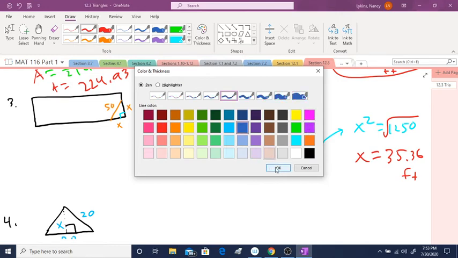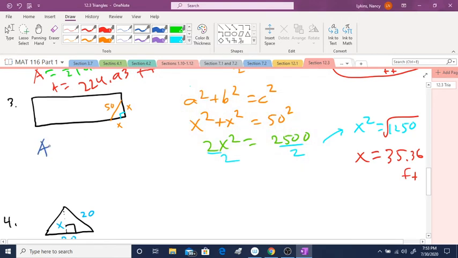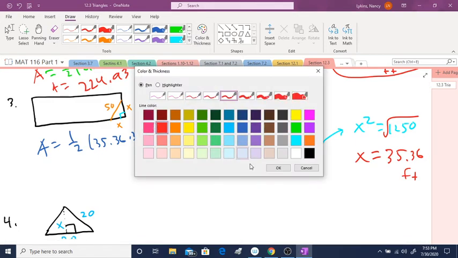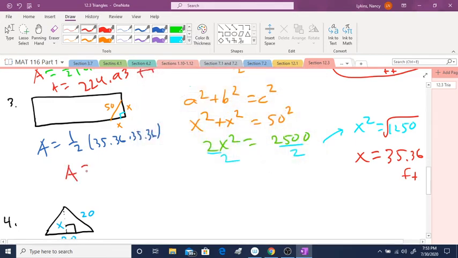The same setup. We do area equals 1/2. Okay, I'm going to do 35.36 times 35.36. So in this case, area is going to be 625.16.